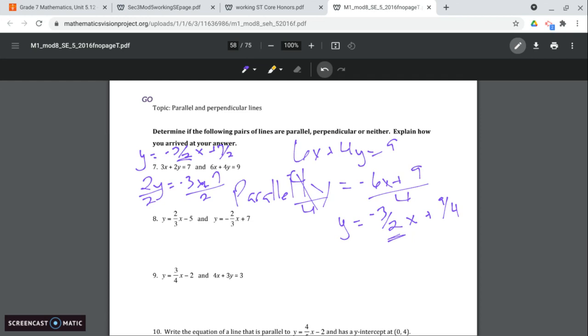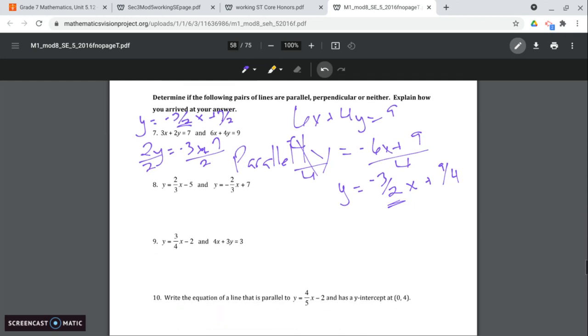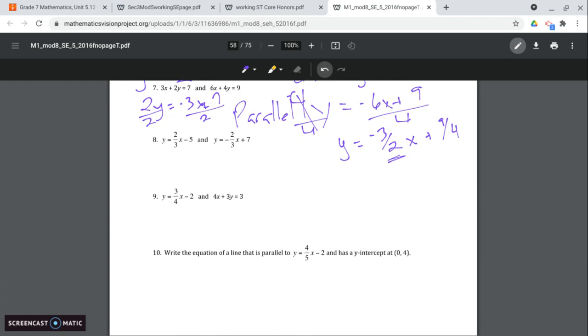Remember, if they have opposite reciprocal slopes, they are perpendicular. If they aren't either the same slope or opposite reciprocals, then it's neither, okay? So that's what you're looking at for 8 and 9. And then for 10, you're writing the equation of a line that's parallel to the given line and goes through the specific y-intercept. So make sure you use this for your y-intercept, not just a random y-intercept, okay?